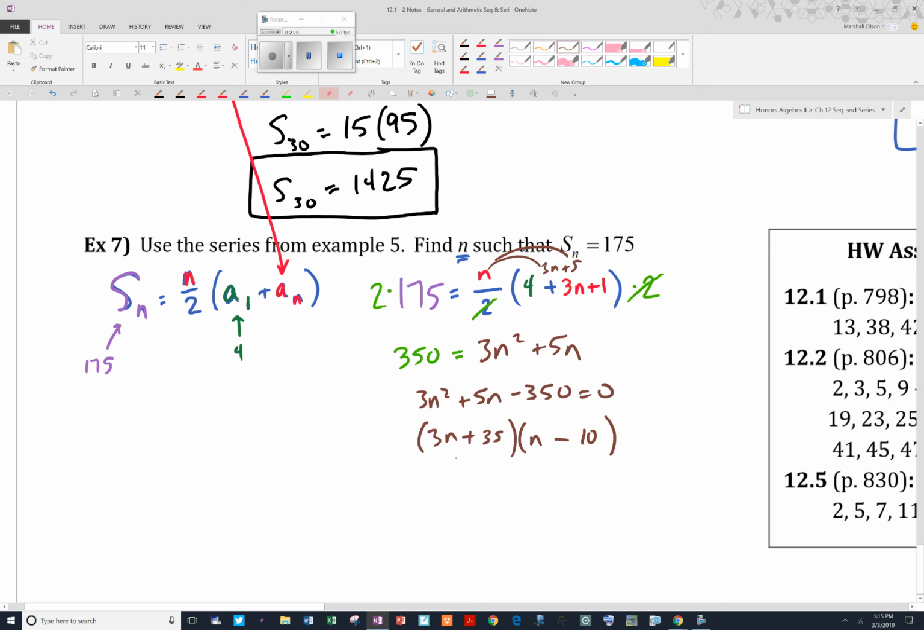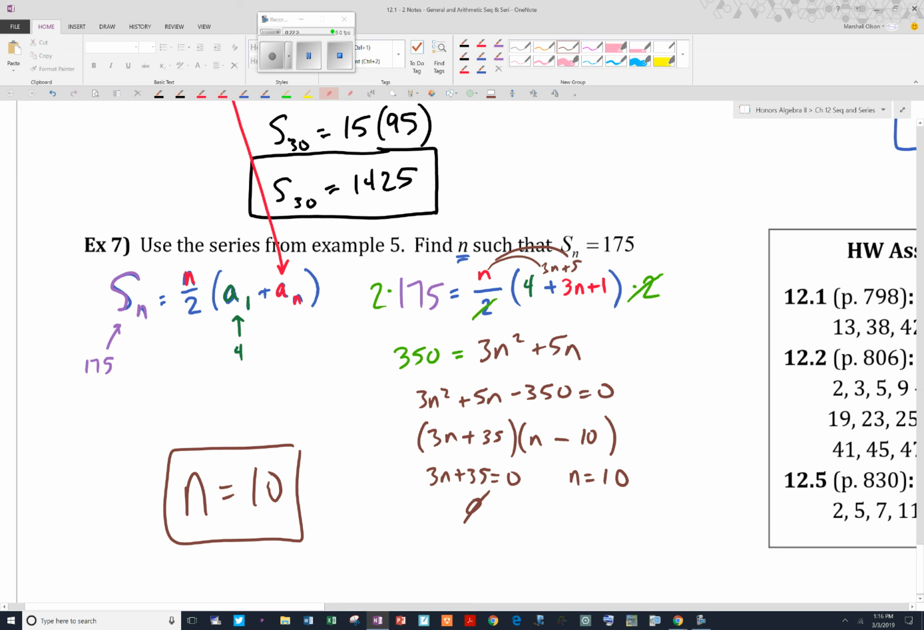So I would set these both equal to 0. But this one, right away, you could tell it's going to give me a negative value, and it's not even going to be a whole number. So we don't need that. That's an extraneous solution. This is the only solution that we need. Because remember, we're finding what n is. N is the number of terms you would add up. You have to have a whole number value as your answer here. So we know that we have to add 10 terms up in order to get a sum of 175.